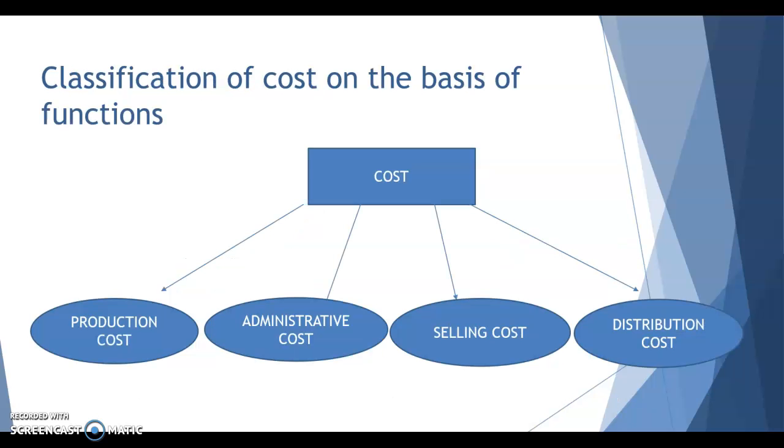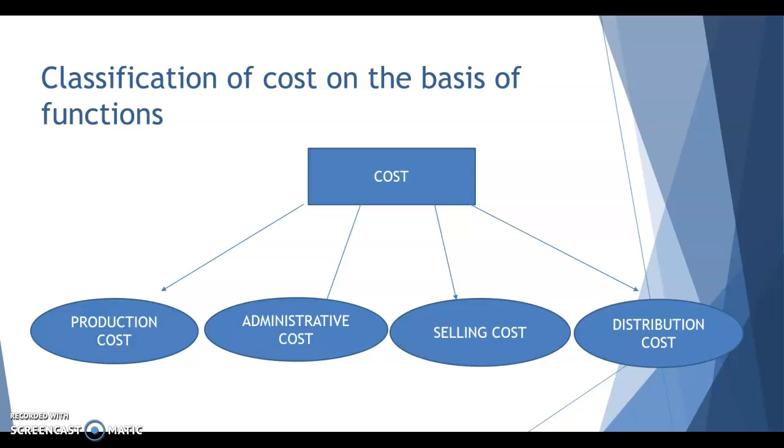Now, let us come to the third type of classification, that is classification of cost on the basis of the functions. So we classify it into production cost, administrative cost, selling cost and distribution cost. I also classify it as research and development cost, also another category. Now, what are these production costs? Production cost or factory cost we call it as, or works overheads we call it as. These are all the indirect expenses which are incurred on the operations, the production process in the business organization.